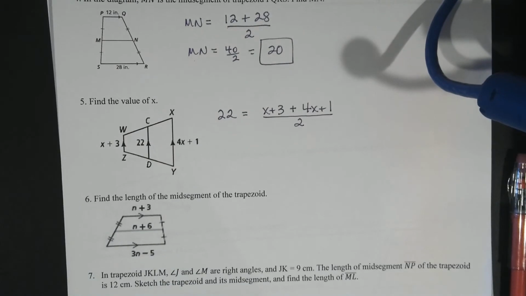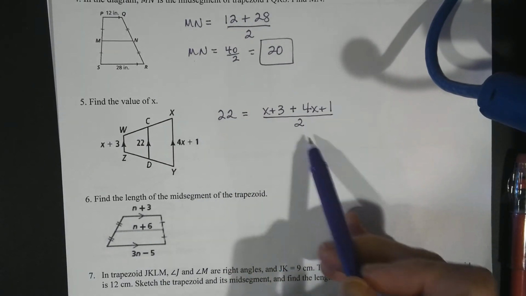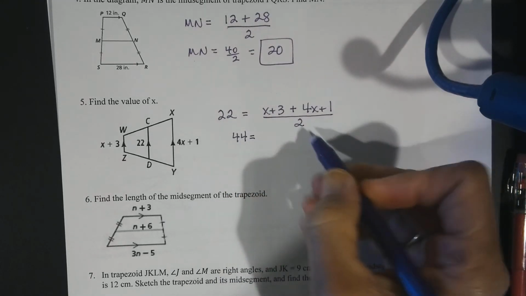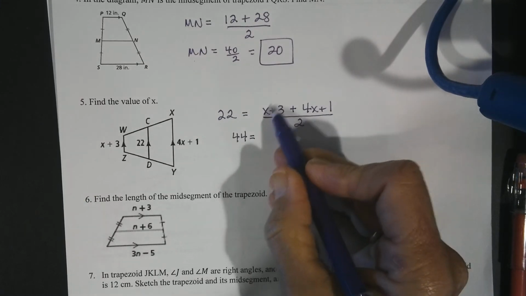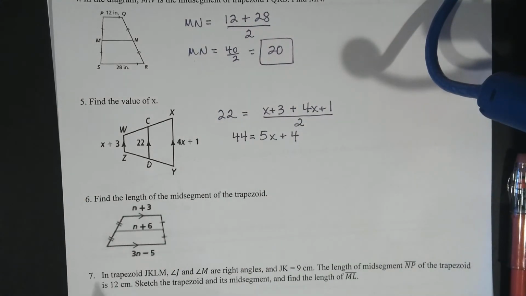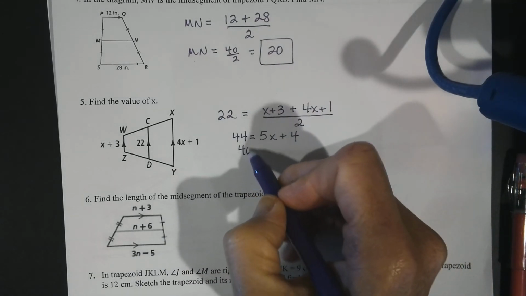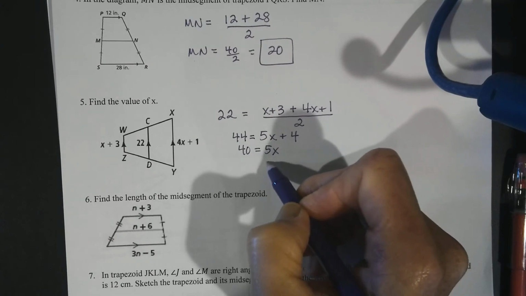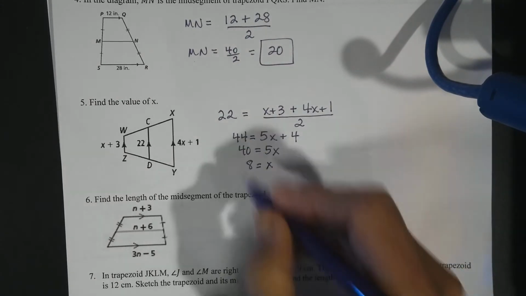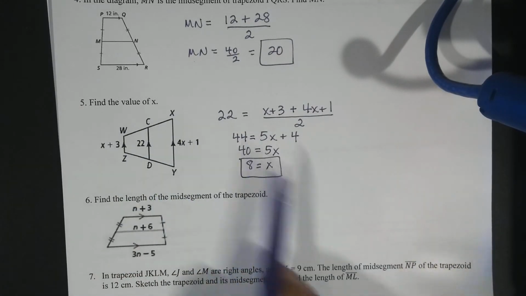So all we have to do is solve for x. Because this is divided by 2, I'm going to multiply both sides by 2 to get rid of that first. So 2 times 22, and then I'm going to combine my like terms. So I have 5x plus 4. I do like to do that in a separate step. Now I can take away 4 from both sides, and I'm going to divide both sides by 5. It says find x, and we found x.